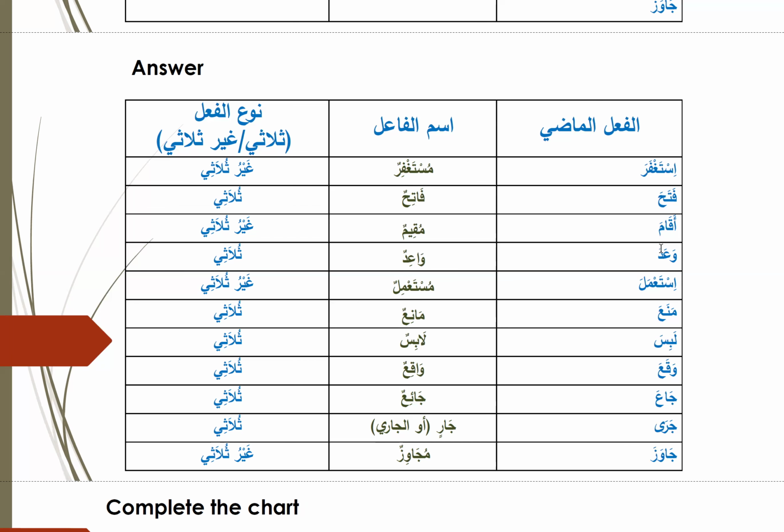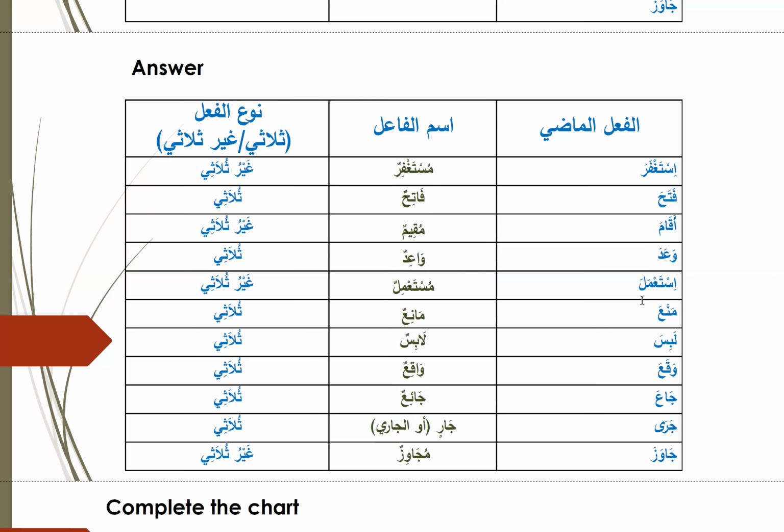Wa'ada. By the way, the meanings: istaghfara is to seek forgiveness, fataha is to open, aqama is to reside. So muqim is a resident. Wa'ada is to promise. Now this is a 3-letter verb, so just put alif after the first letter and kasra on the second. So wa'id means the one who promises. It's thulathi, it's a 3-letter verb.